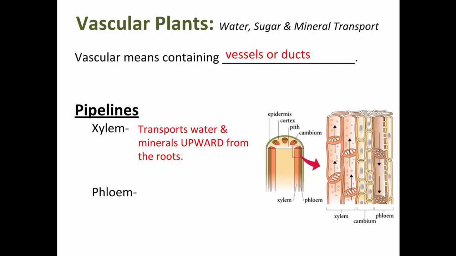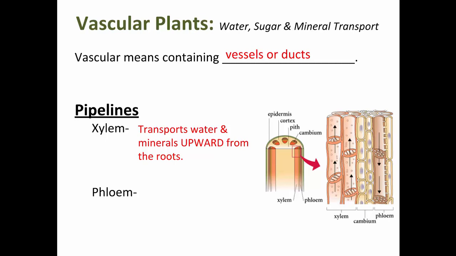Yeah, from the roots. So the roots can absorb this water. It can move into the xylem, and then it can be moved up higher into the plant to wherever it needs to go. When it says it transports minerals, is that minerals in the water? Yeah, that are dissolved in the water, things like phosphorus and nitrogen, nutrients that the plant needs.